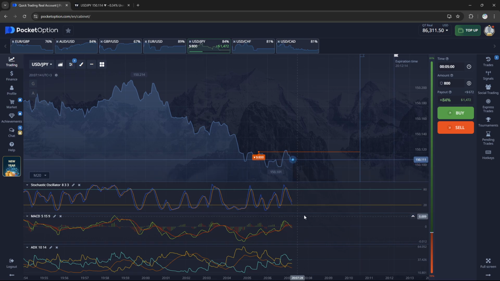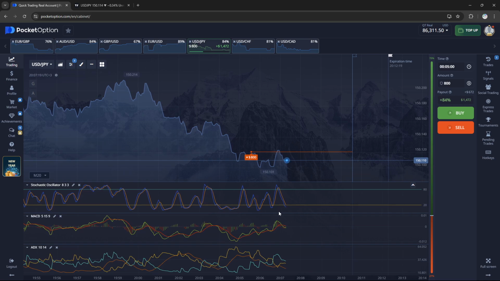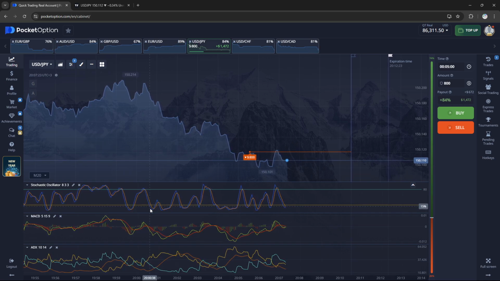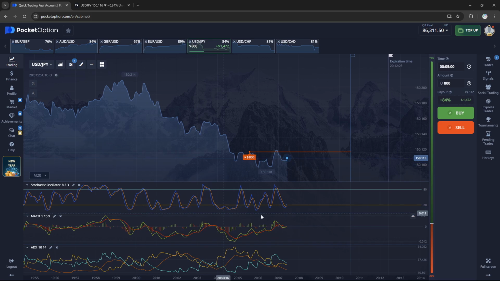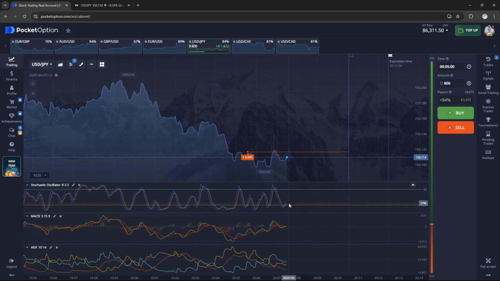Another thing I've learned is that stochastic settings make a huge difference. For short-term trades, I tweak the period down to catch faster moves, but for long-term setups, I go the other way, smoothing out the noise. It's all about adapting it to fit the market and my strategy.